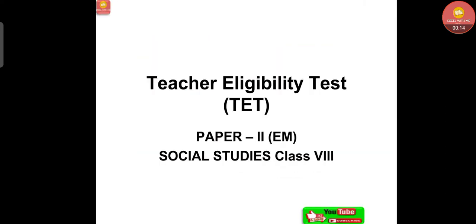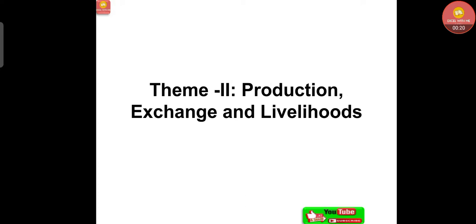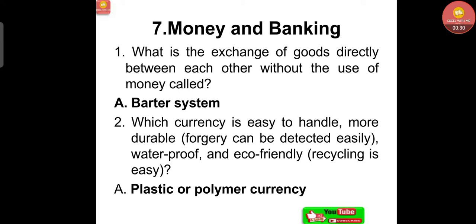Let's start today's class, that is Teacher Eligibility Test, Paper 2, Social Studies, Class 8. In the previous class we have done with the Theme 1, Diversity of the Earth. Now Theme 2, Production, Exchange and Livelihoods.